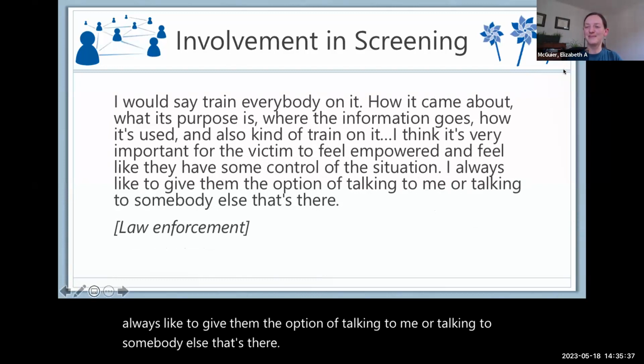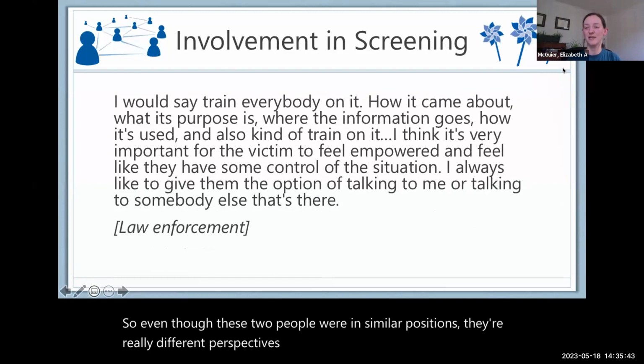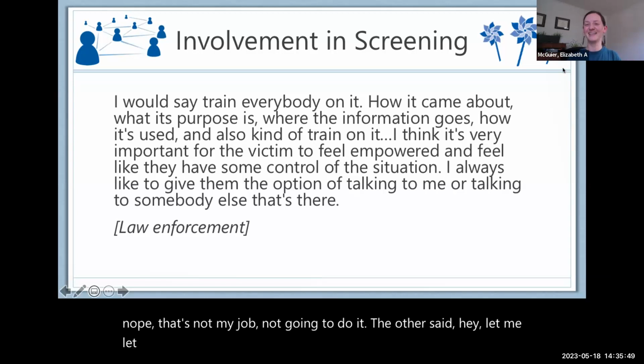So even though these 2 people were in similar positions, they had really different perspectives on involvement, right? So one's like, nope, that's not my job, I'm not going to do it. The other said, hey, let me try, right?